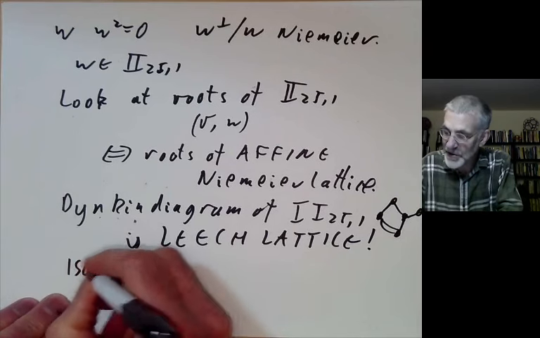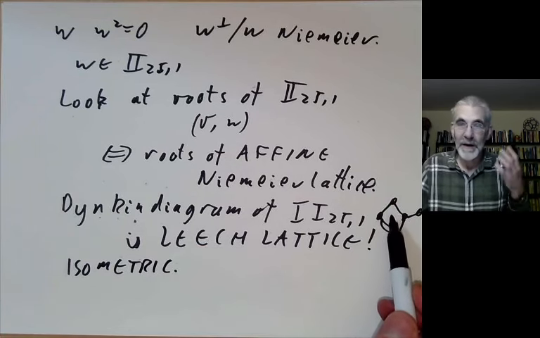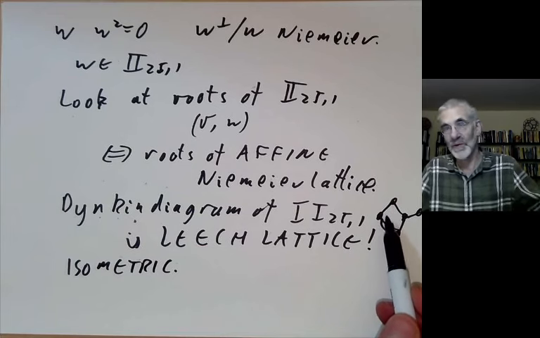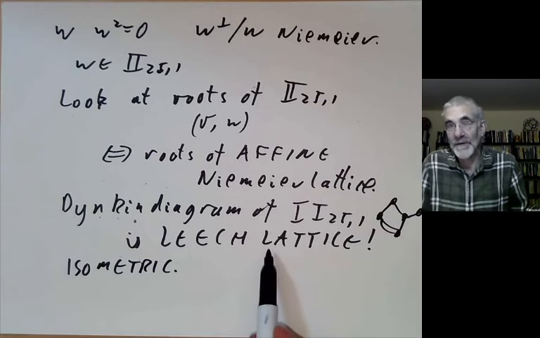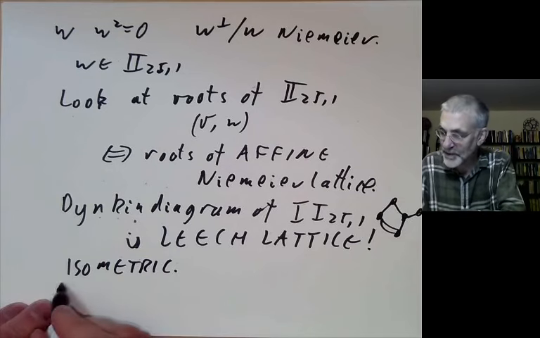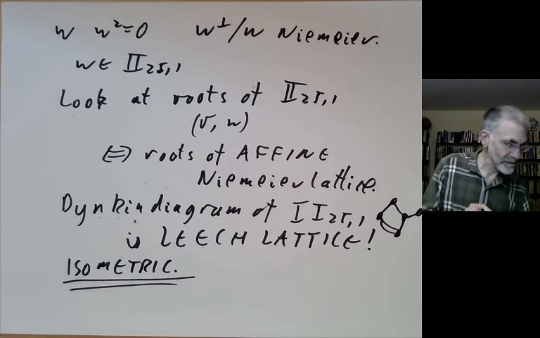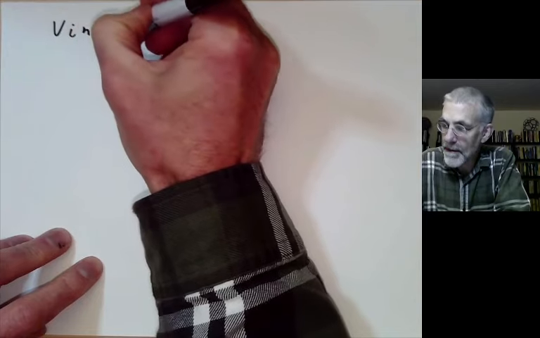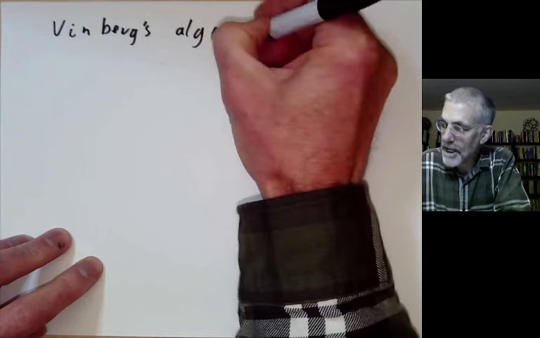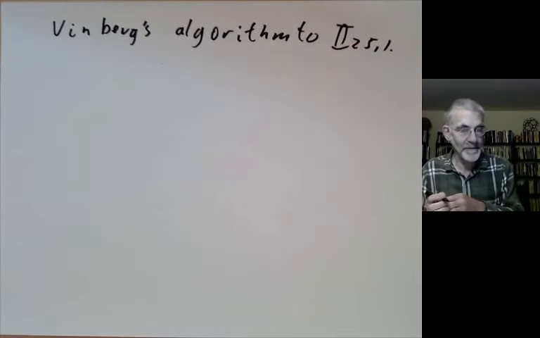Well, they're actually isometric. So both of these are metric spaces. The Dynkin diagram consists of simple roots, and you can talk about the distance between two simple roots. And of course, the Leech lattice is a subset of 24 dimensional space, so it's a metric space. So let's see how they are actually isometric. Well, what Conway did was he applied Vinberg's algorithm to the 26 dimensional even Lorentzian lattice.